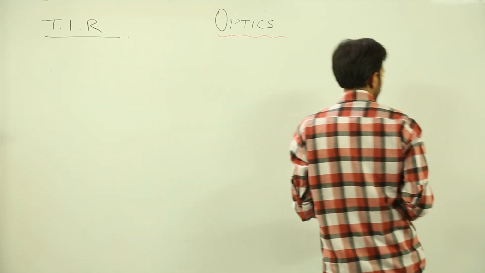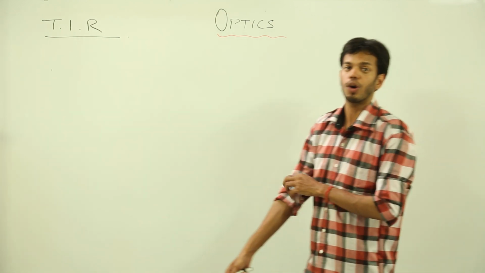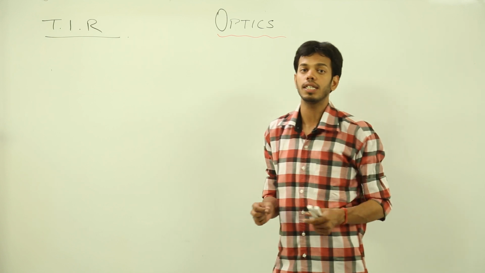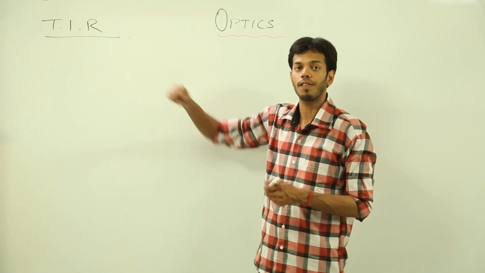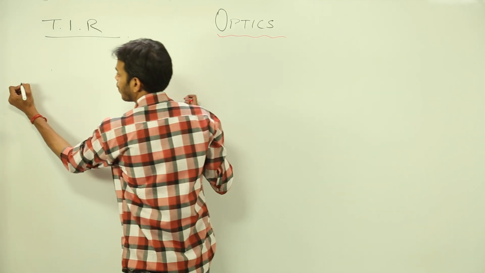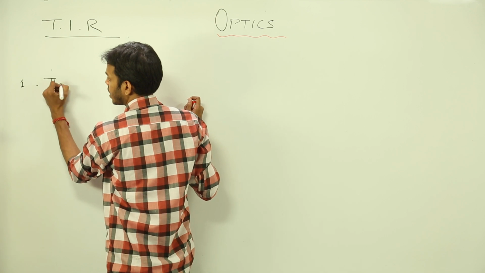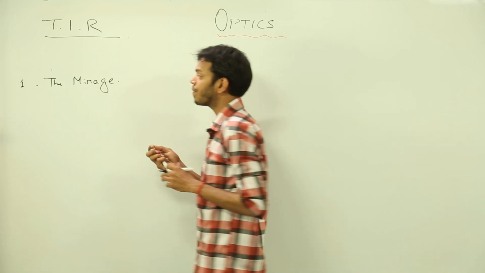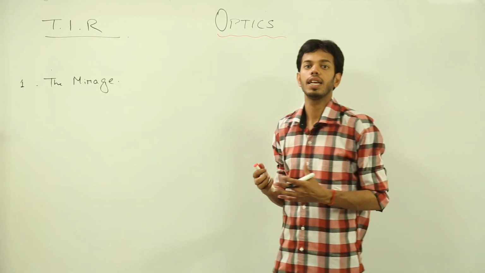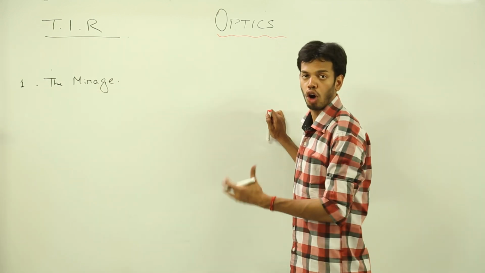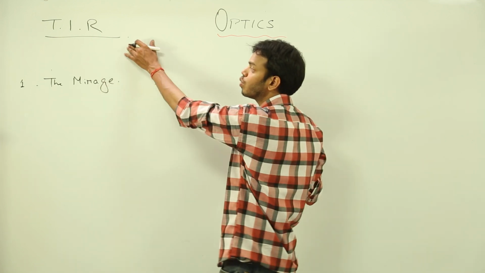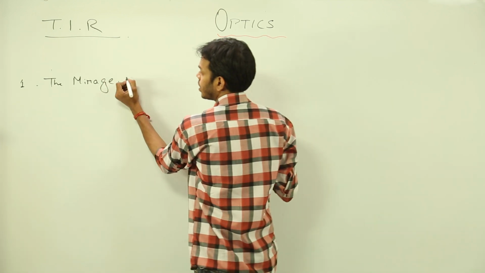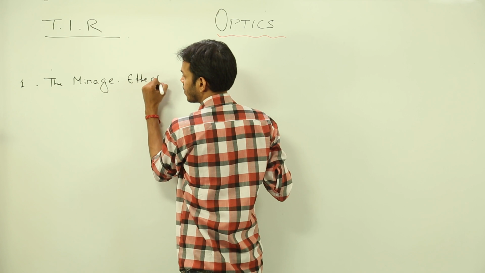I especially mention this point because in many books I have seen it written under the practical applications of TIR, and they start with the first one, the mirage effect. So the mirage effect is not an application. The mirage effect is a naturally occurring phenomenon which happens due to TIR. So what is this effect?